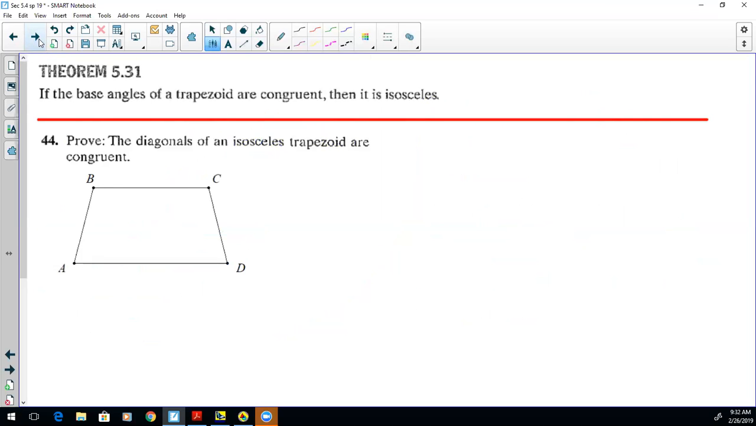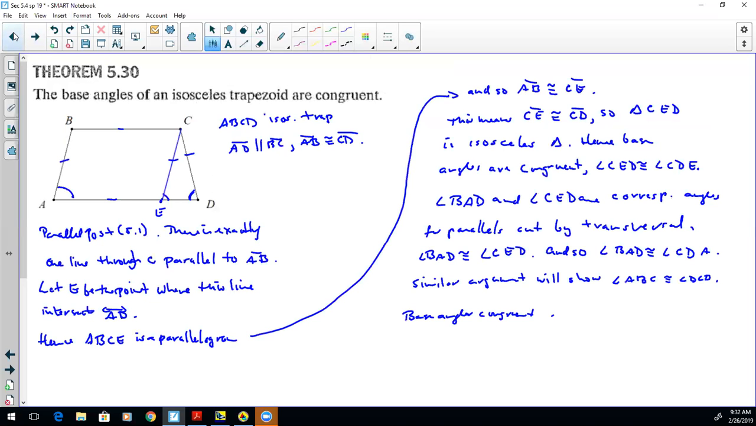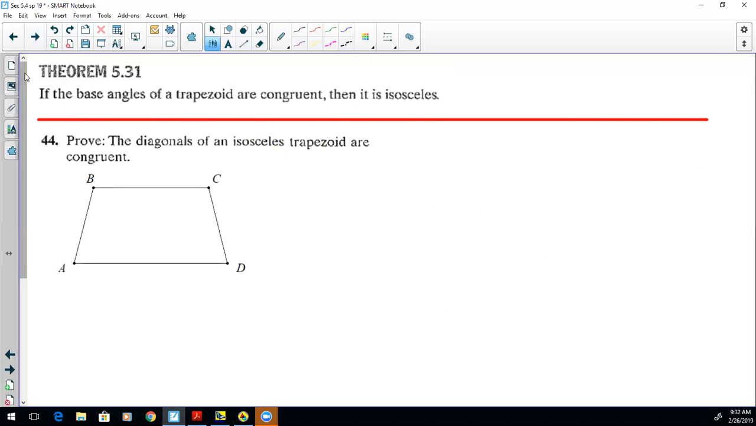Okay, theorem 531 is a converse of this. If the base angles of the trapezoid are congruent, it's isosceles. I'm not going to prove that. It's actually pretty much the same proof, only backwards. You start with isosceles angles here, and you work your way back. It's pretty much the same proof.